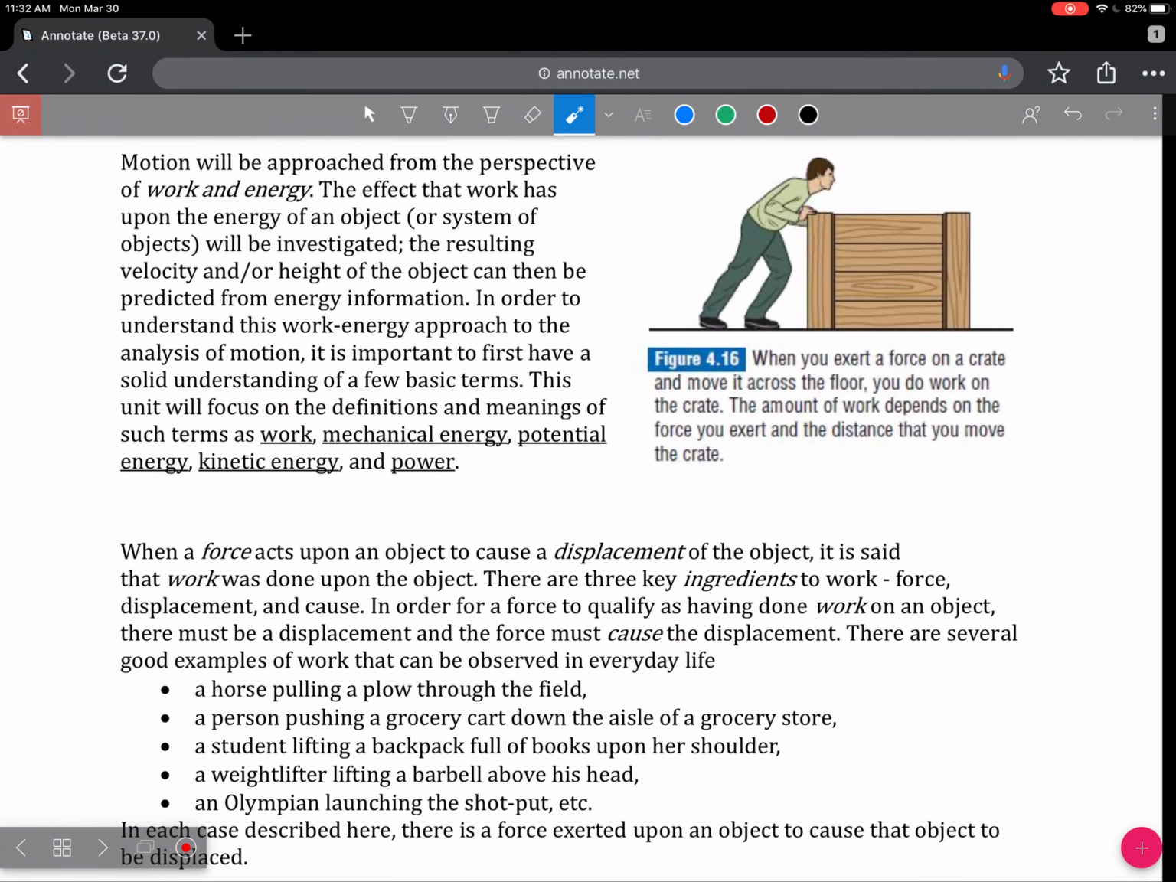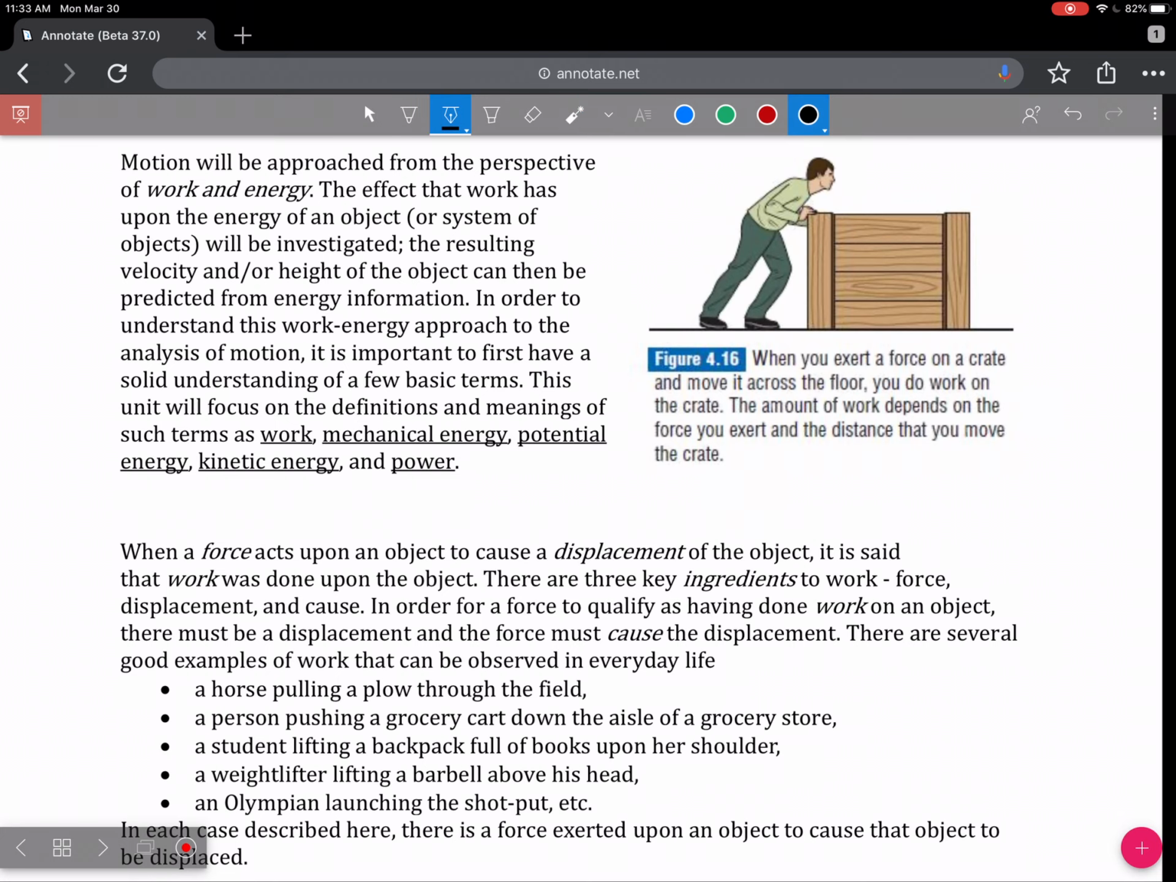So in this section, work and energy, we'll discuss motion. The effect that work has upon the energy of an object or system of objects will be investigated. The resulting velocity and or height of the object can then be predicted from energy information. In order to understand this work-energy approach to the analysis of motion, it is important to first have a solid understanding of a few basic terms. This unit will focus on the definitions and meanings of such terms as work, mechanical energy, potential energy, kinetic energy, and power. So today's lesson, we're only going to focus in on work.